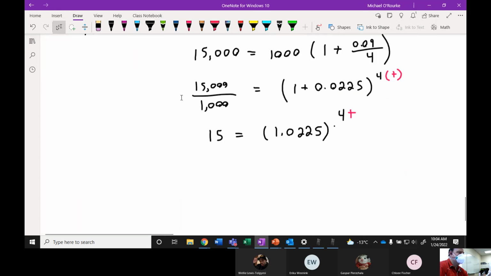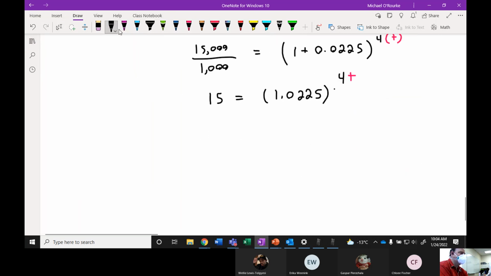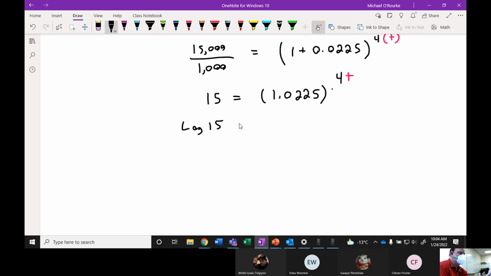So let's take the log of both sides. I think I missed it. I got 53.